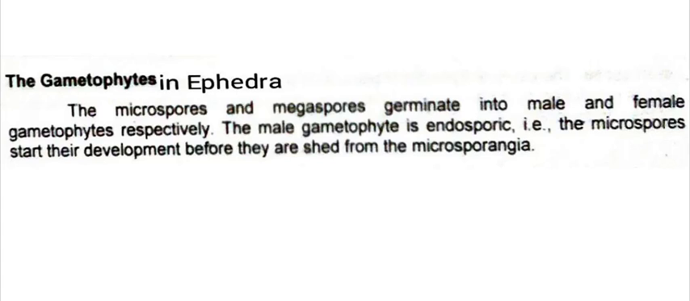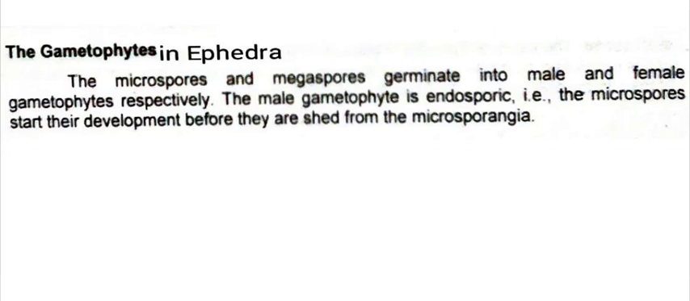The male gametophyte is endosporic, meaning the microspores start their development before they are shed from the microsporangia. The microspores start to germinate before they are released from the microsporangia, meaning when they are inside the microsporangia, they start their germination.